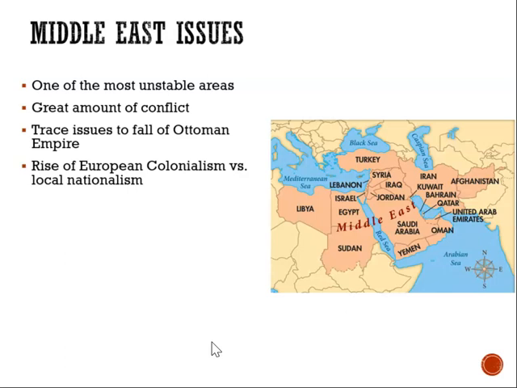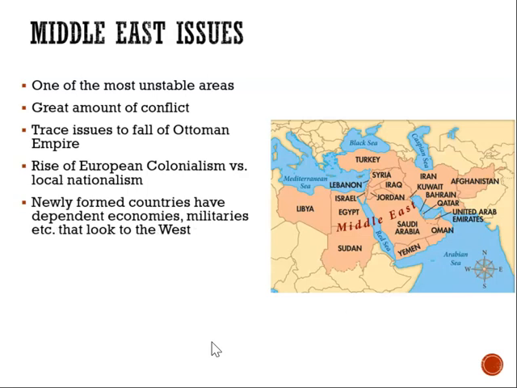This brings about local nationalism. It was already there. This area had been controlled by the Turks, the Ottoman Turks, for many years. And once it fell apart, many of them had hopes they would be independent. And then the Europeans come in and take control.